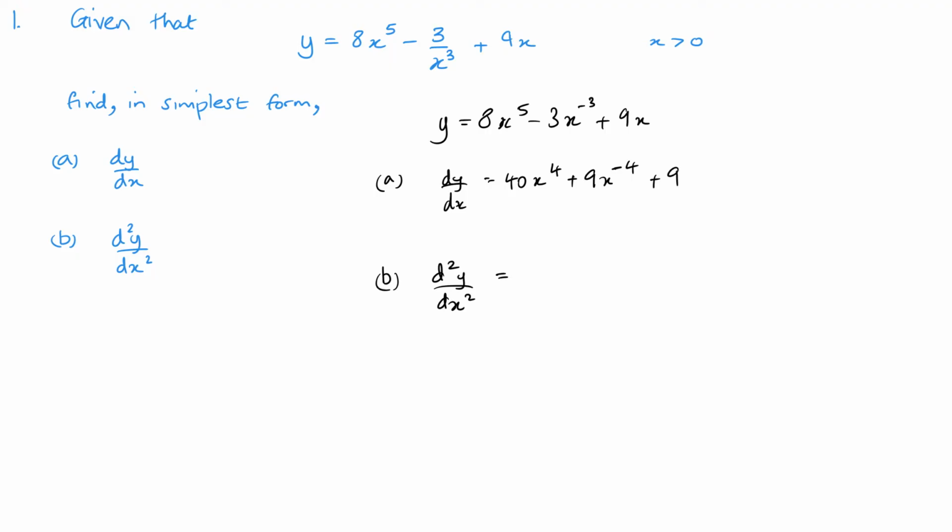Then we're going to differentiate a second time. So 4 times 40 there would be 160x cubed, minus 4 times 9, so it's minus 36x to the minus 5, and then obviously this one's going to disappear then. So that's the first question. Easy marks there. Just a straightforward differentiation.